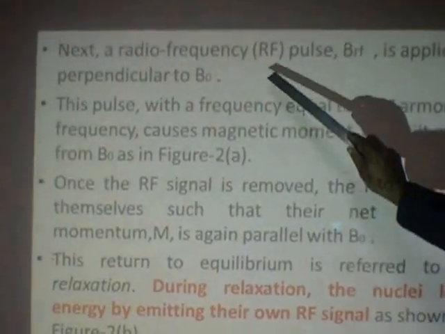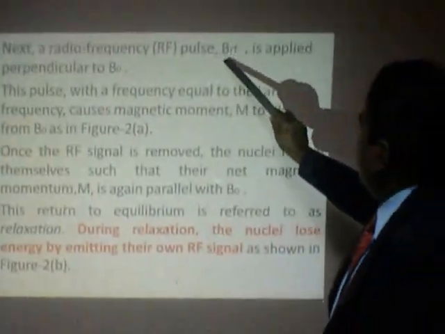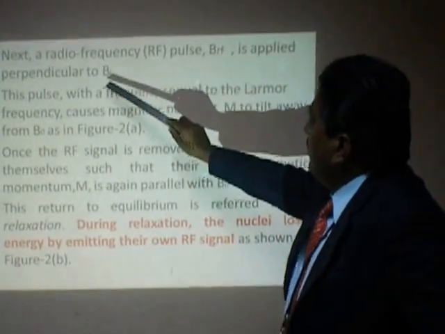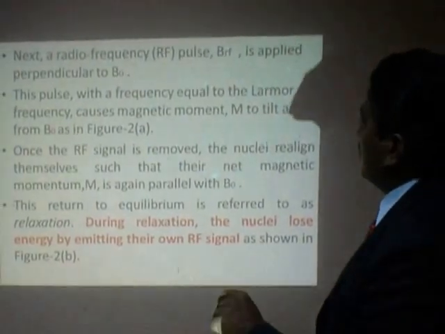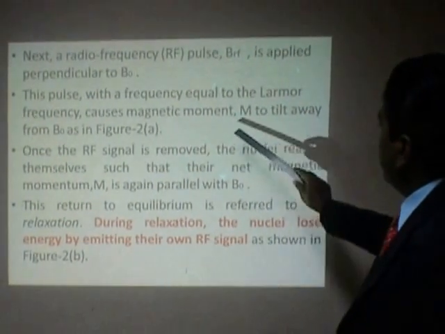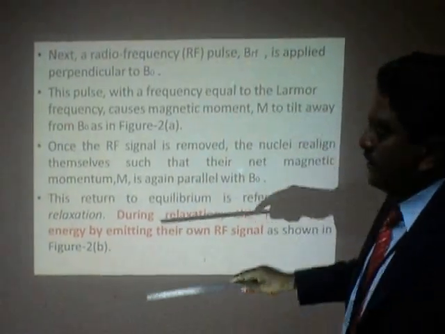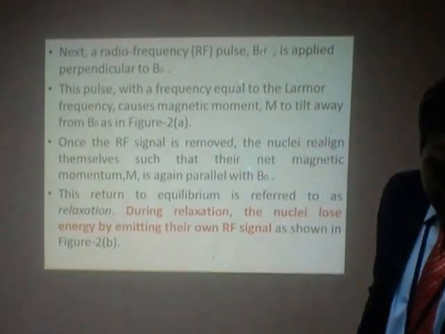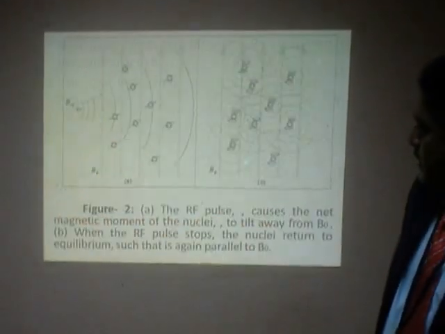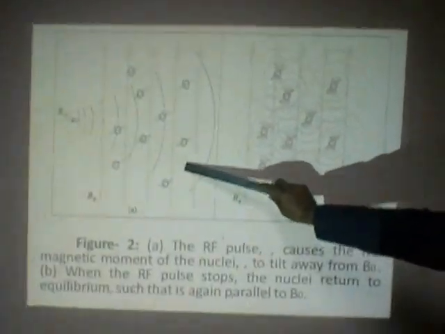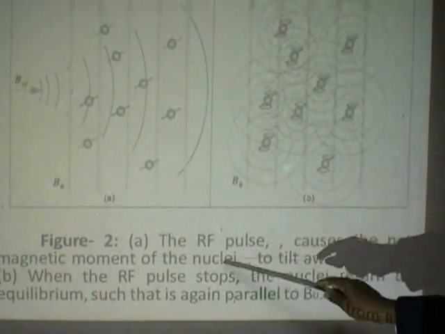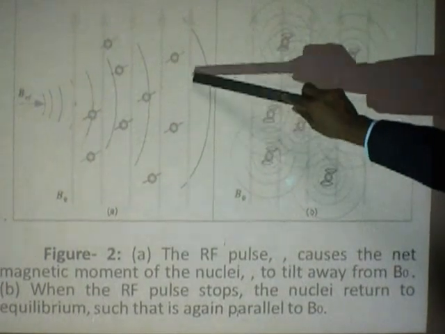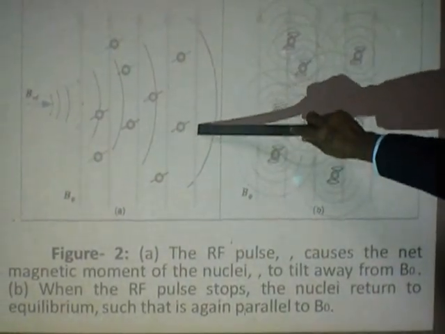Now we have to apply the radio frequency pulse, that is the RF pulse, B_RF, perpendicular to B naught. This pulse, with a frequency equal to the Larmor frequency, causes the magnetic moment M to tilt away from B naught as shown in figure 2A. That is, the RF pulse causes the net magnetic moment of the nuclei to tilt away from B naught, as shown in this picture.